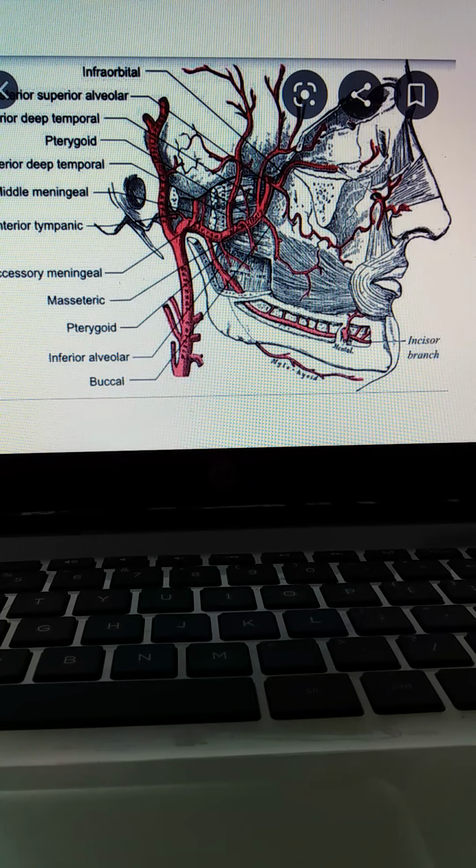Then you have the artery of the pterygoid canal. In the skull there is a canal that is called the pterygoid canal. This artery passes via this pterygoid canal and supplies the pharynx, auditory tube and the tympanic cavity. Then you have the sphenopalatine artery. It passes via the foramina of the same name, sphenopalatine foramina, and supplies the nose. It is one of the major sources of blood supply to the nose.